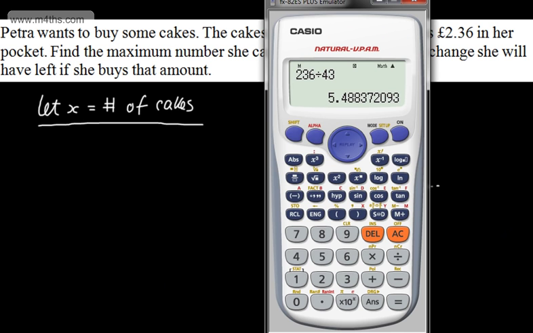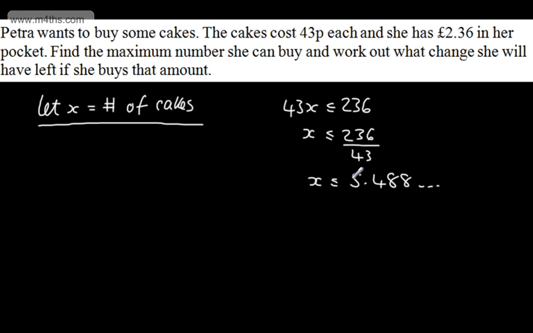Let's now think about this in context. It's saying that x must be less than this value. Cakes are discrete. So the maximum number is going to be equal to 5. The value of x must be less than or equal to this, and of course we can't buy 5.488 cakes, so we'd have to say it's going to be 5. If it was going to be equal to or greater, we'd have to say it's going to be 6, as these are whole number values.